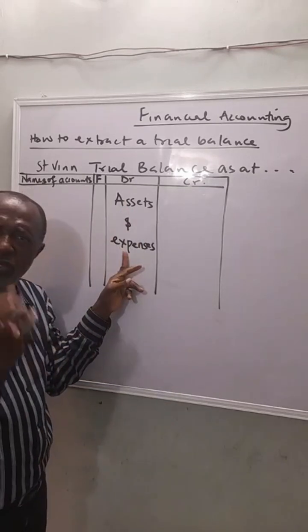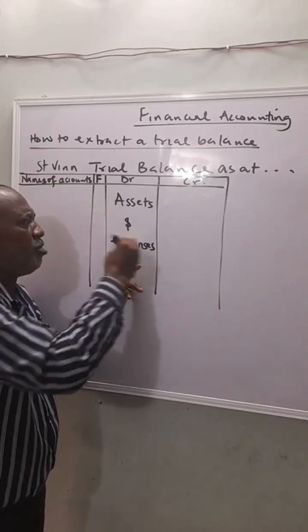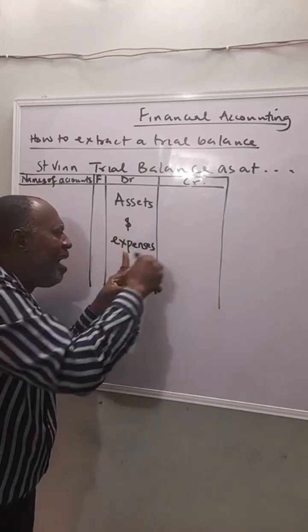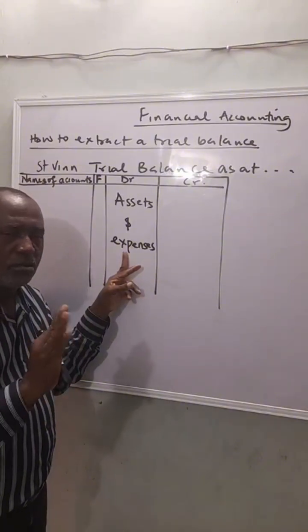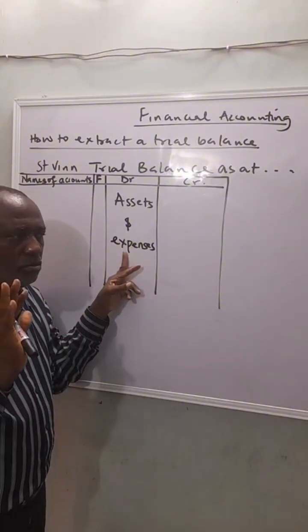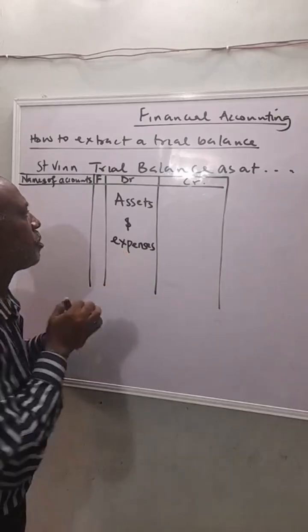Expenses, all examples of expenses, as far as an accounting student is concerned, you should have an idea of examples of expenses like rent, discount allowed, motor expense, and so on.